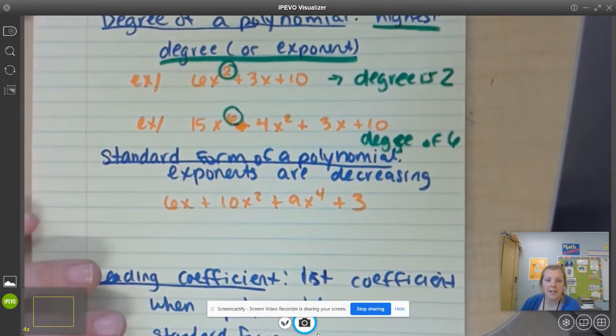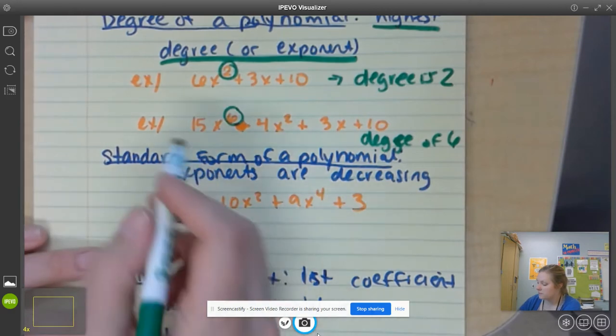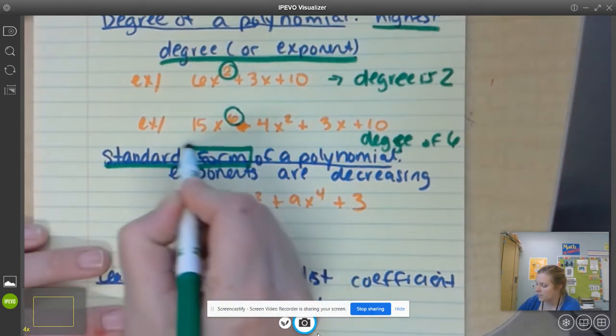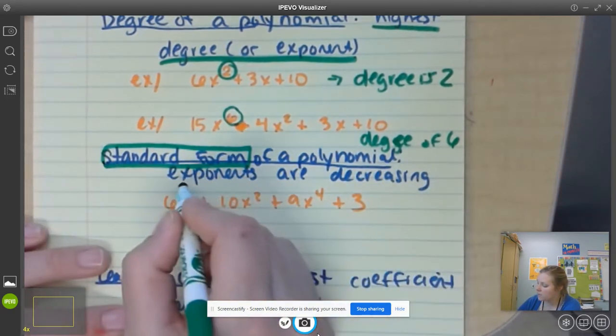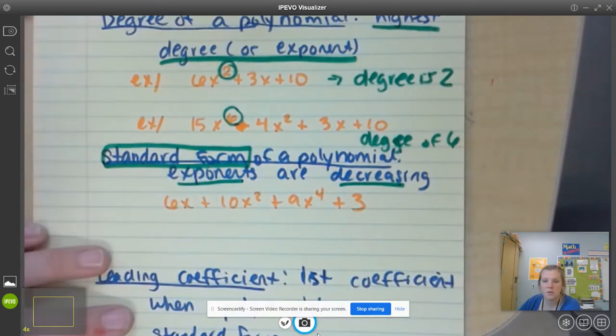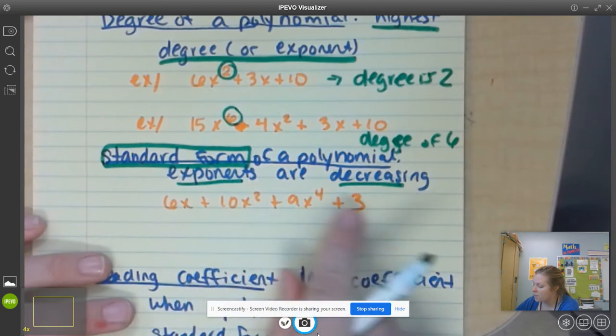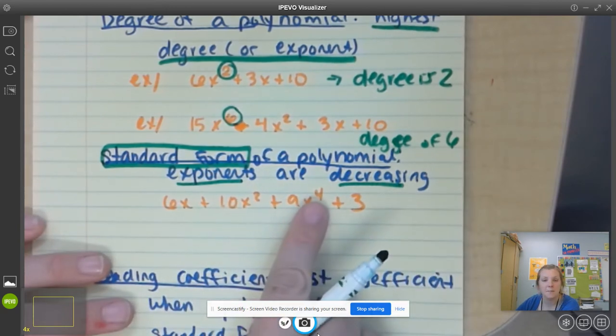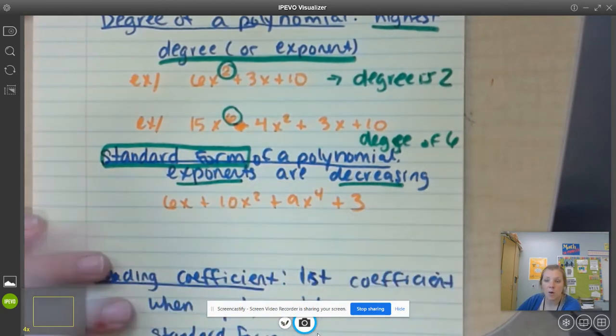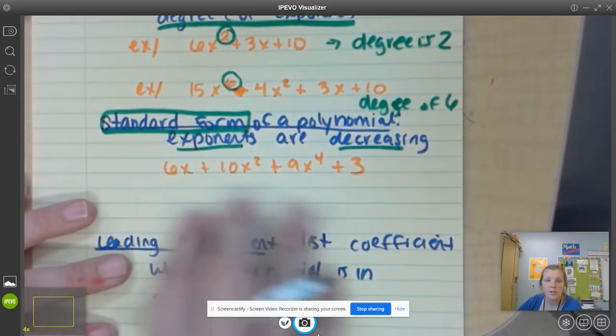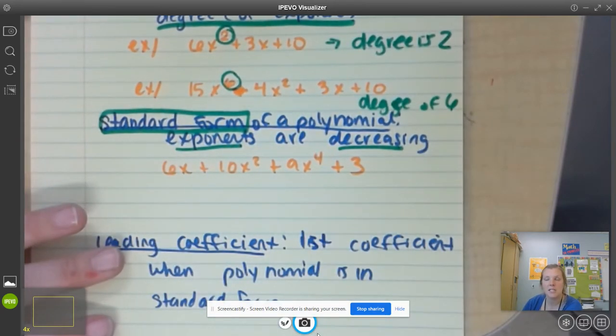The next important thing about polynomials is to know how to write them in standard form. And in standard form, the exponents are supposed to be decreasing. So it's not in order of the coefficients, it's in order from the biggest exponent, and then we go all the way down to the smallest one. So I'm just going to rearrange this. I know that I can because it's the commutative property of addition. It says that I can rearrange.